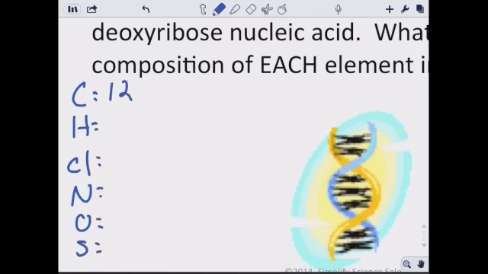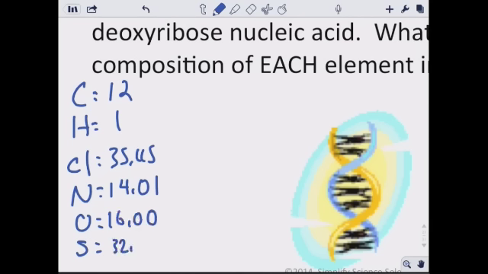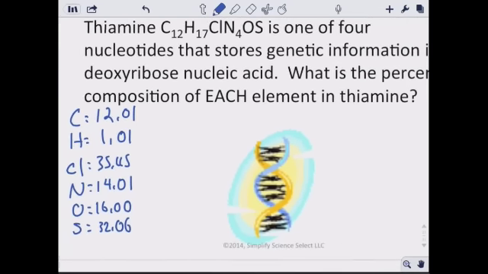Carbon's 12, hydrogen's 1, chlorine's 35.45, nitrogen is 14.01, oxygen is right around 16.00, and sulfur is 32.06. And this is actually 12.01 for carbon and 1.01 for hydrogen. We multiply by how many of each we have. So carbon, we have 12, hydrogen, we have 17, chlorine, we just have 1. Nitrogen, we have 4. Oxygen, we just have 1. Sulfur, we just have 1. We multiply those out.